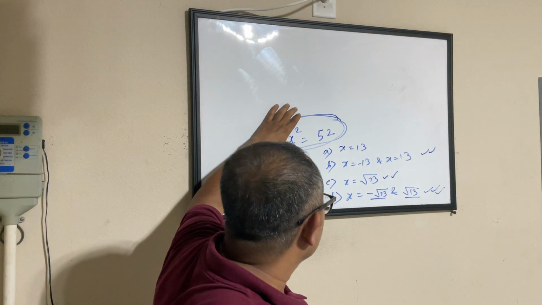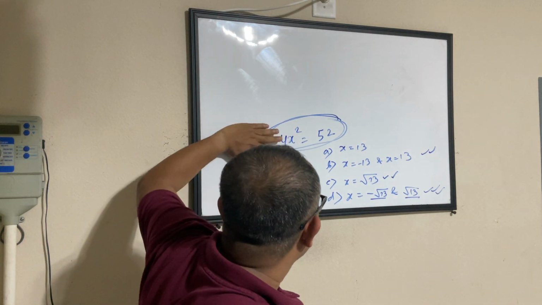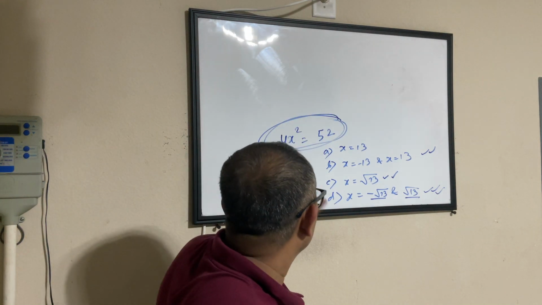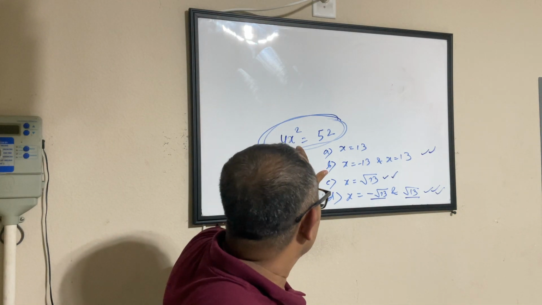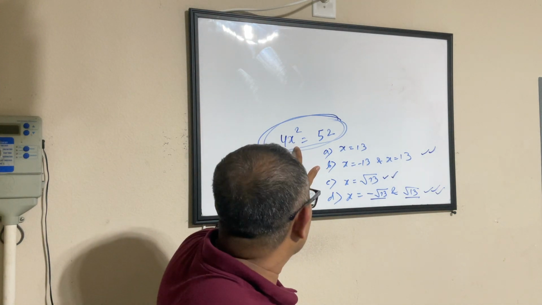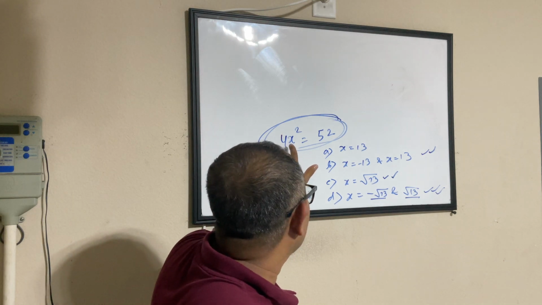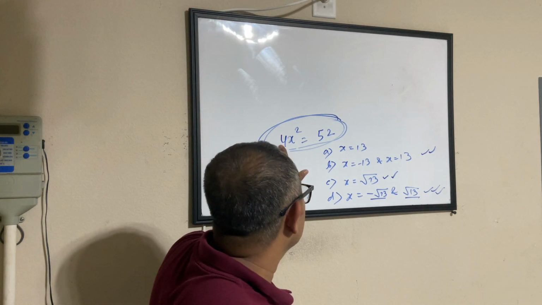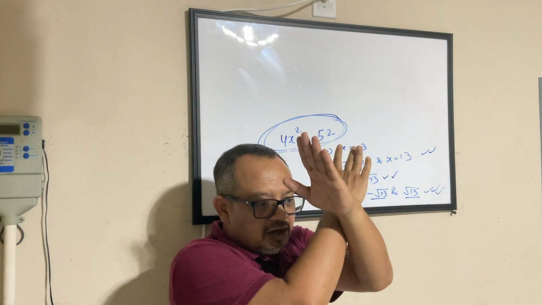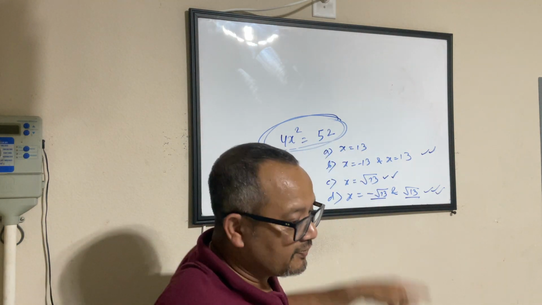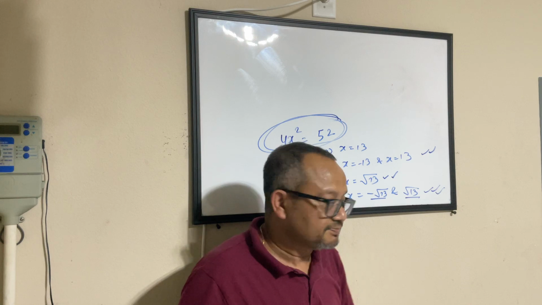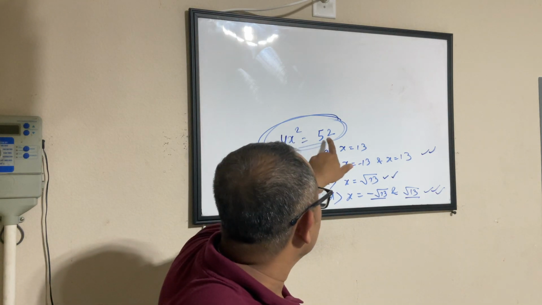So this is a quadratic equation for sure. Now I have 4x square equal to 52. I have to isolate things. I can use the square root method, but I can do square root only when I have only x square here. Meaning I knock off this guy. And how do I knock off? Butterfly method. This guy goes down. 52 by 4 is 13. 13 fours are 52. So x square is 13.